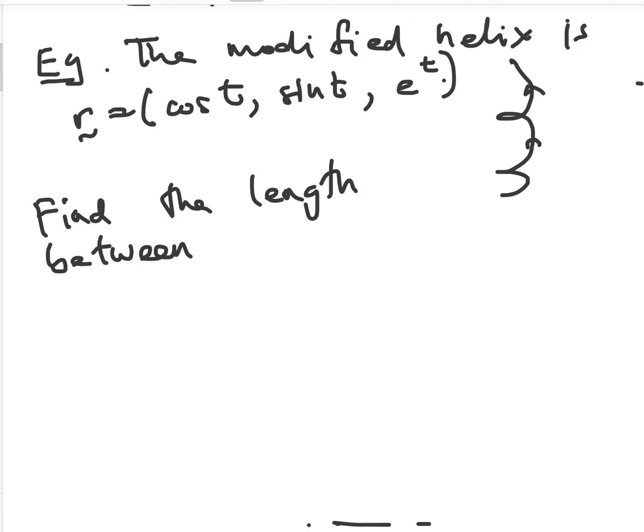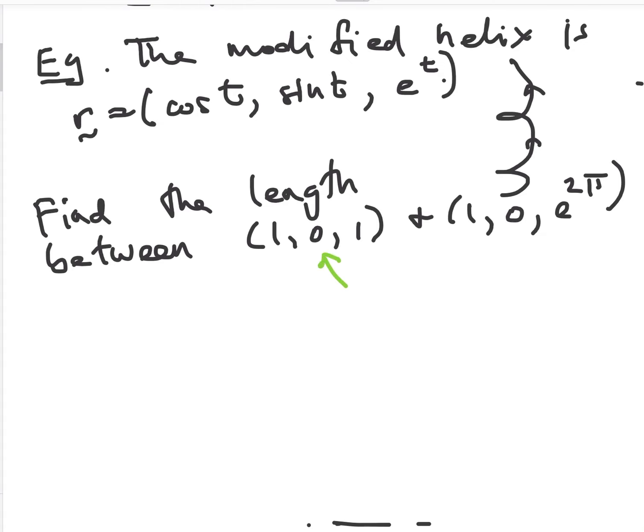Between the point with coordinates 1, 0, 1 and 1, 0, e to the 2 pi. We need the t values that give us the 2 points here. It's clear that this point here is obtained by t equal to 0, and this point is obtained by t equal to 2 pi. So when we do the length between these 2 points, we'll be integrating between t equal to 0 and t equal to 2 pi.